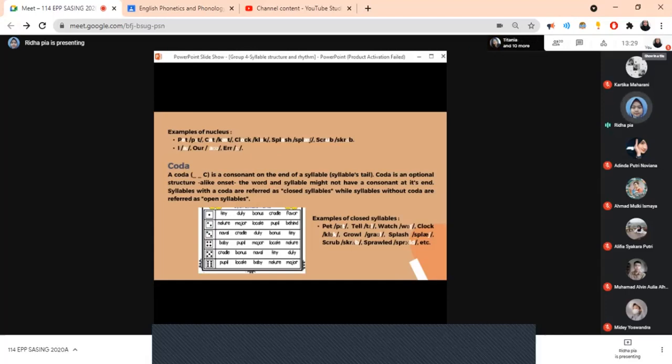So there's the picture. For example, the word duly: the syllable do is an open syllable, and the syllable li is an open syllable as well. Then there is the word bonus. The first syllable of the word bonus, bo, is an open syllable, while the syllable nus is a closed syllable because s works as a coda on the nus syllable.